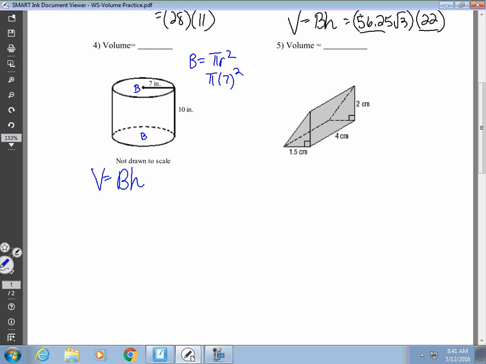So we're basically saying pi times 7 squared. Yep, our answer is going to be 49 pi. That's our B. What's the height of our cylinder? 10. Yep, the distance between is 10. So now I can plug it in. Keep pi in your answer.